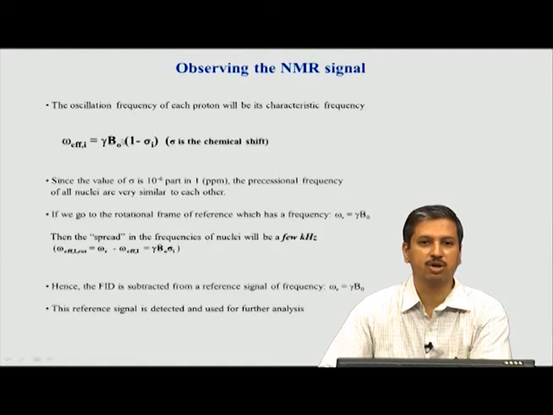So, you choose a particular frequency as the reference frequency, let us say omega B0, gamma B0, and that reference frequency is basically your rotating frame of reference frequency. In that frame of reference, now different spins will have slightly different frequencies.